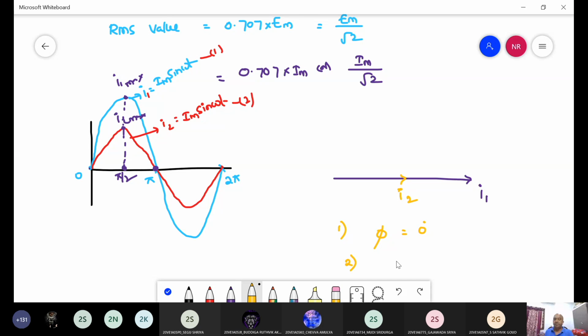If it is 0 degrees, then the power factor, which is cos phi, right? Then cos 0 is how much? It is 1, right? Then the third point, the power consumed.